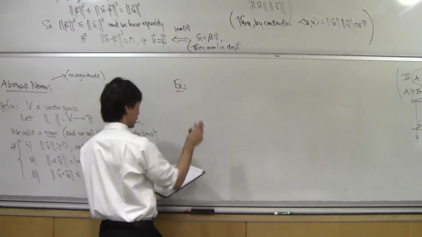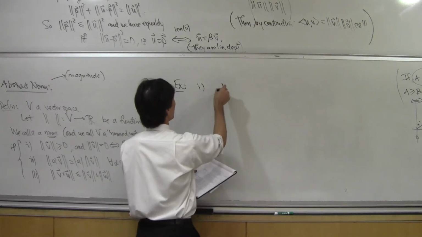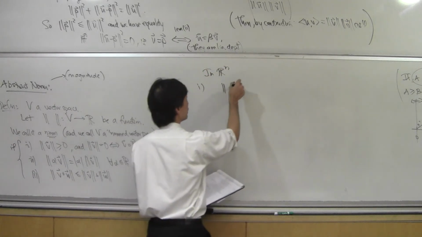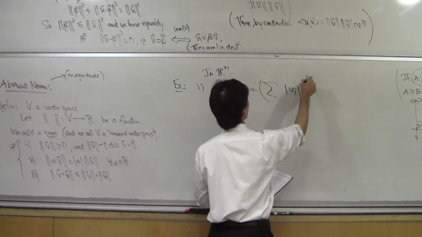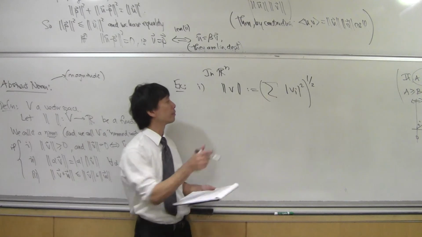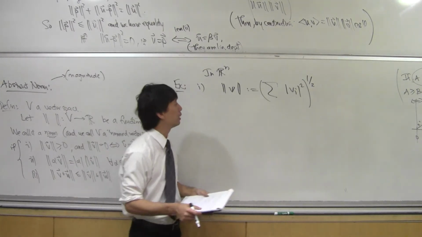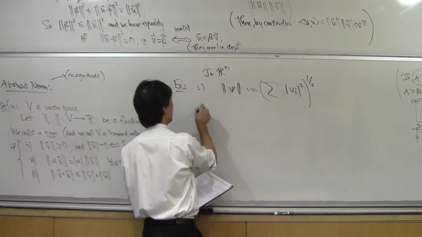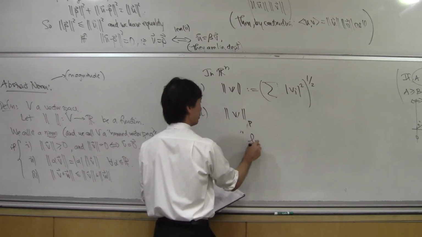Let me just quickly give you some examples. First example is in Rn. Your standard norm, right? The summation of the components squared, everything to the 1/2. That's a norm. Okay, so that's just your normal magnitude. Let's call that example 0. Example 1 is what's called the little LP norm.